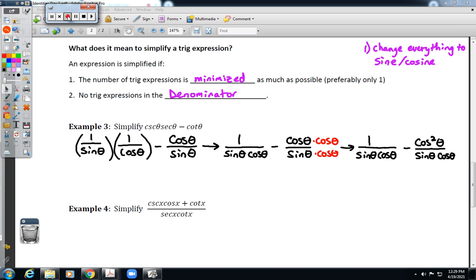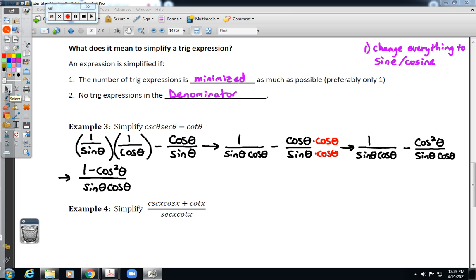So we're going to then combine those two fractions, which is 1 minus cosine squared over sine cosine. And I know I'm not saying theta every time, but the theta needs to be there every time because we're writing out notation here. Theta is the angle we're referring to. It's our variable. Okay? We need to keep the theta in there.